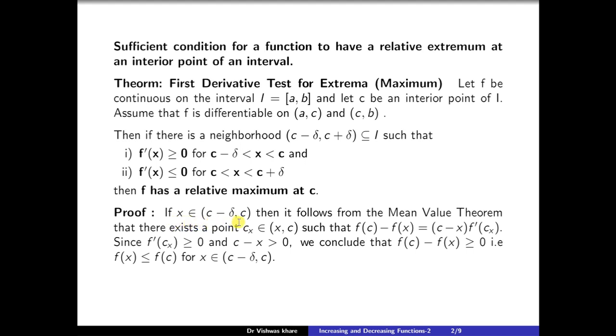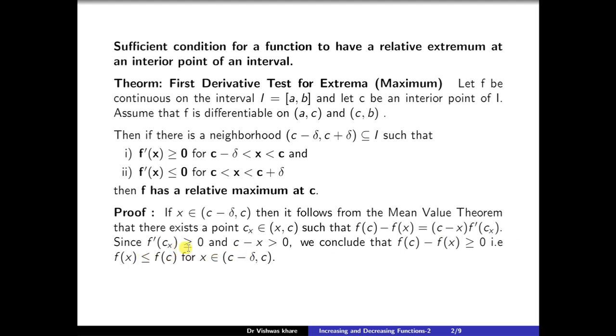If x belongs to the open interval (c minus delta, c), then it follows from the mean value theorem that there exists a point cx belonging to (x, c) such that f(c) minus f(x) is equal to (c minus x) into f dash cx. That is, we apply the mean value theorem on the closed interval [x, c]. So we got this result.